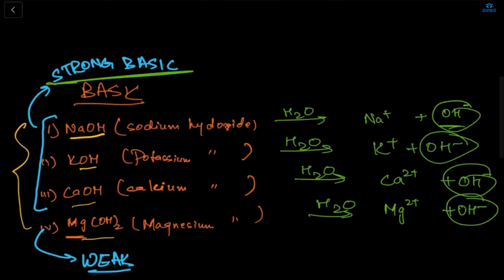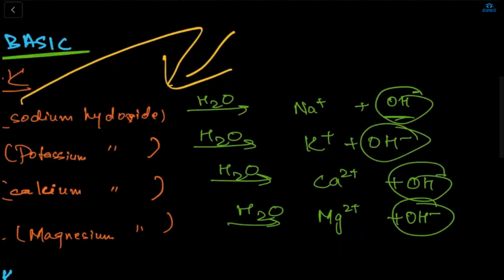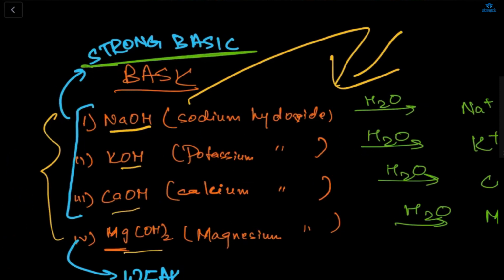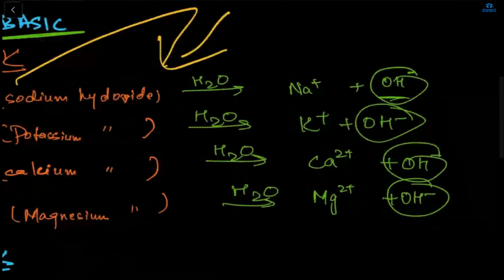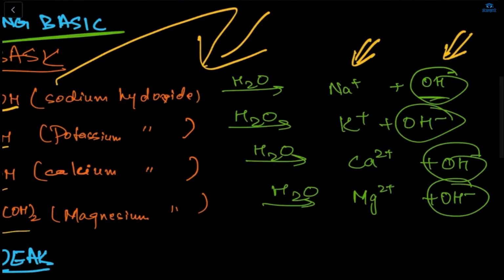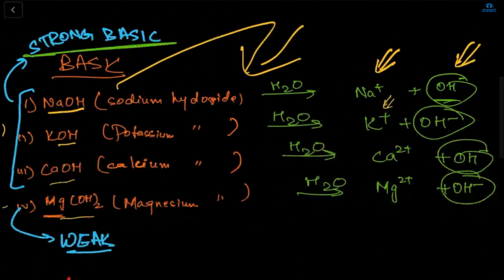Now, if you are mixing a strong base in water, what is happening? Which ion will release, H plus or OH minus? OH minus will release. So if you are mixing NaOH, sodium hydroxide, in water, what is happening? Na plus and OH minus. Potassium hydroxide, K plus and OH minus. So these are the differences between the acids and bases.